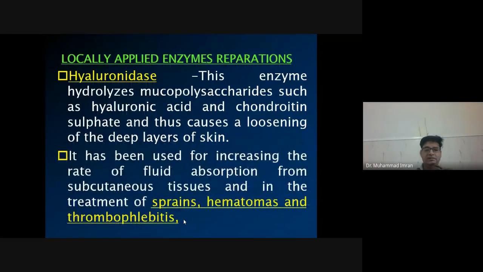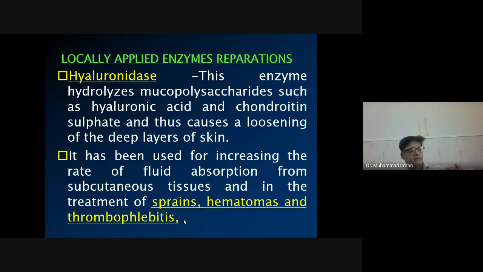Then hyaluronidase enzyme. What is the function of hyaluronidase enzyme? It depolymerizes hyaluronic acid, which is a heteropolysaccharide, and chondroitin sulfate, and causes a loosening of deep layers of the skin. It has been used for increasing the rate of fluid absorption from the subcutaneous tissues, and in the treatment of sprains, hematomas, and thrombophlebitis.